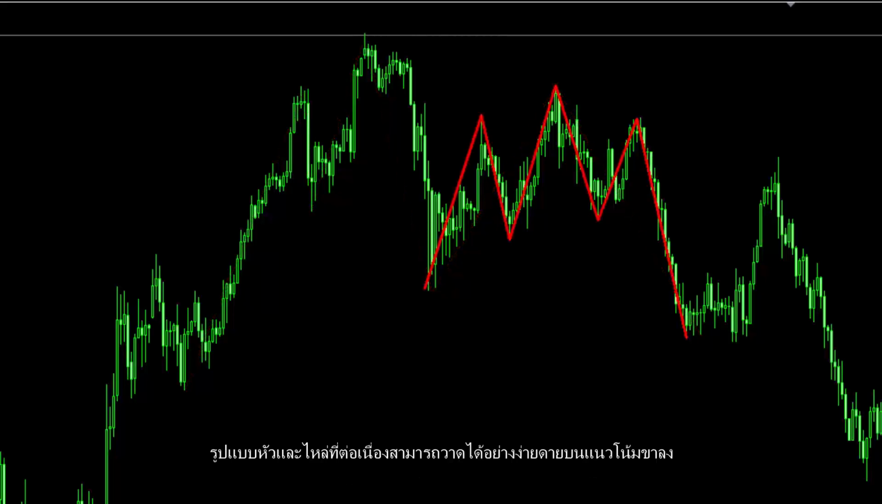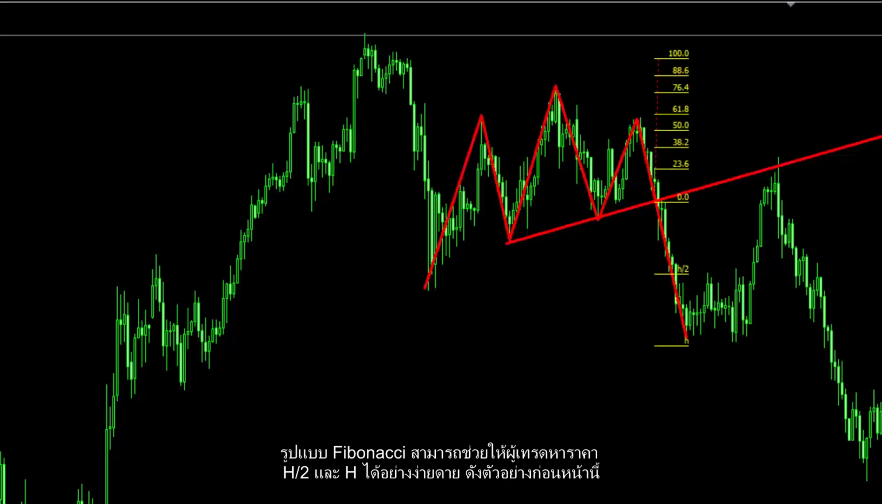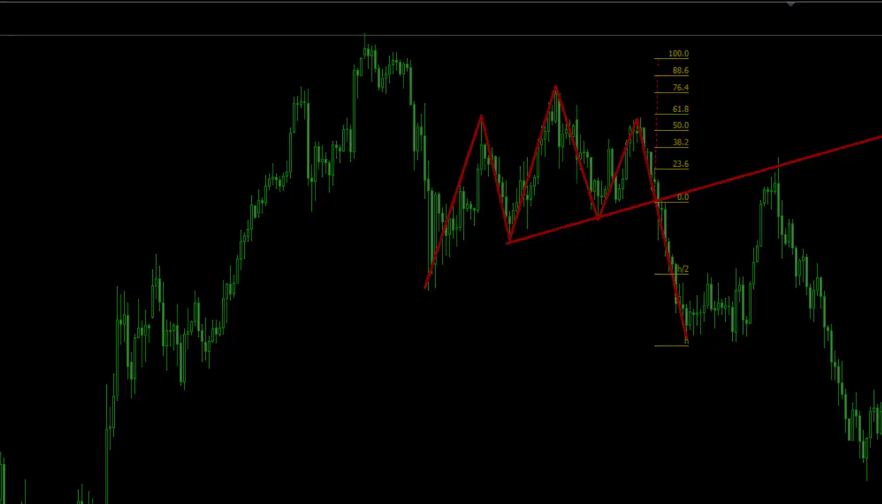A continual head and shoulder pattern can be drawn easily on a downtrend. Neckline can be drawn by connecting the left and right valleys, which have an upward direction. A Fibonacci pattern can help a trader to find the H2 and H prices easily, as in the previous example. Both H and H2 prices have been met by market price.